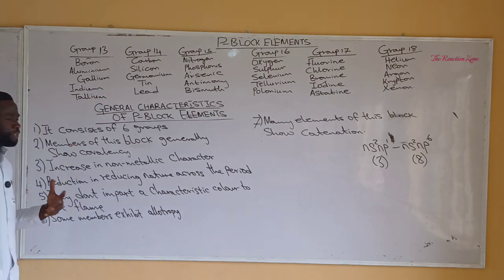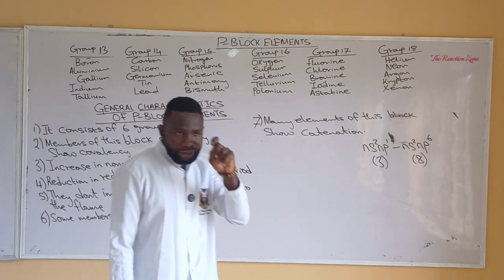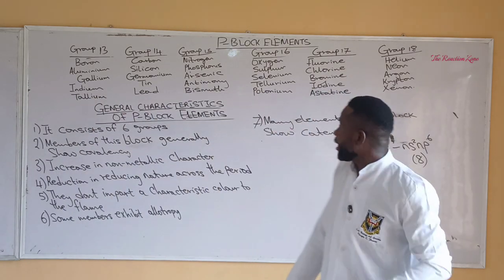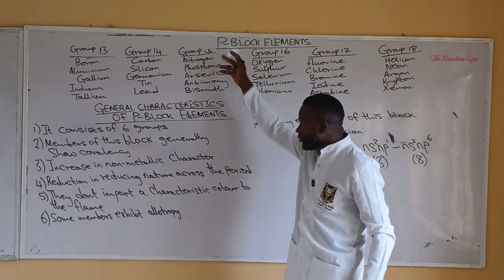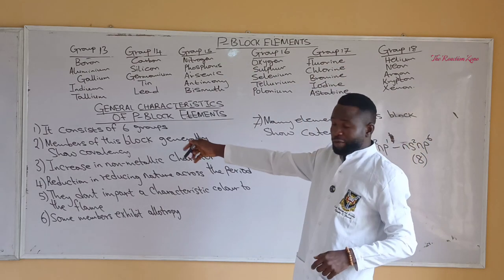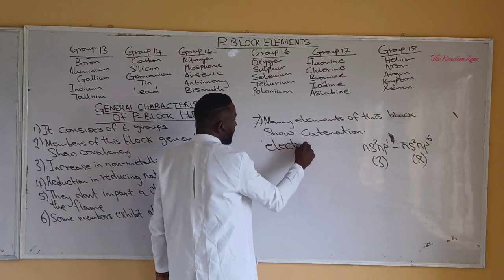Members of this block generally show covalency. However, the highly electronegative members such as fluorine, chlorine, and nitrogen do not show covalency. Instead, what they show is electrovalency.